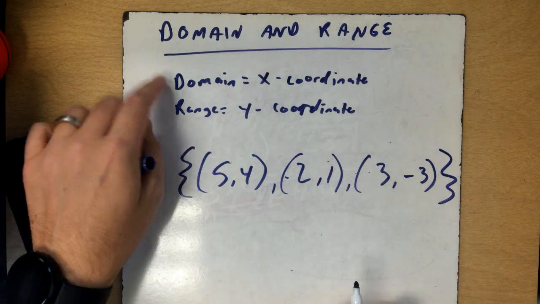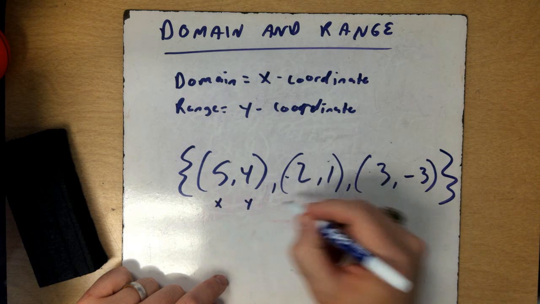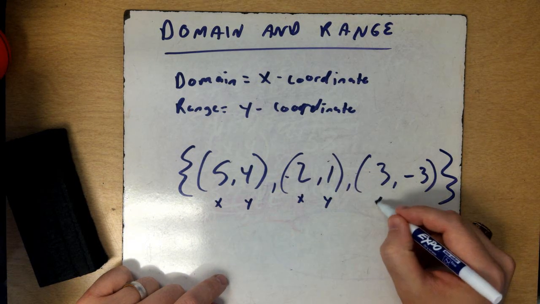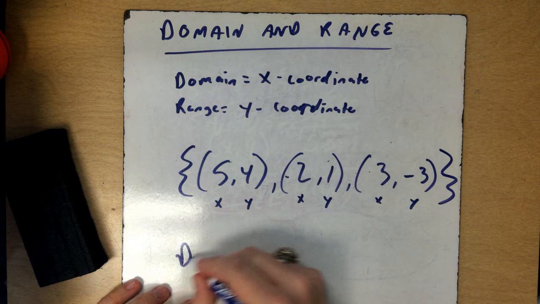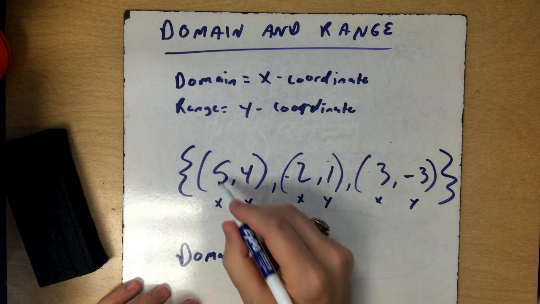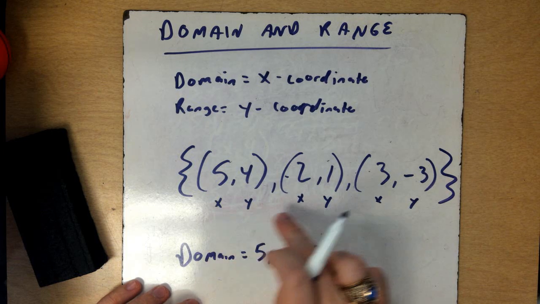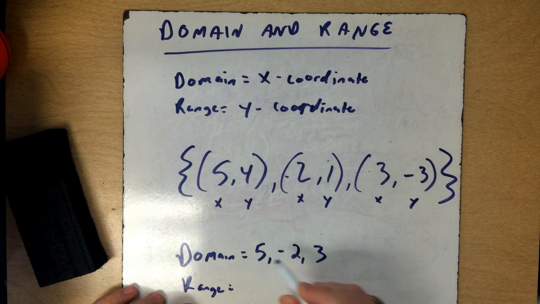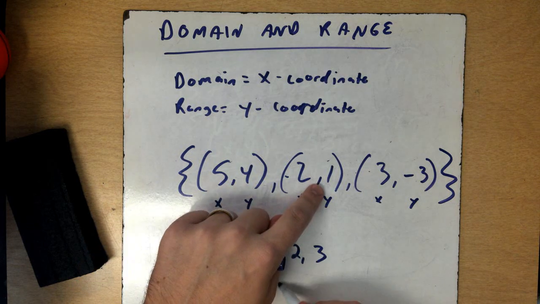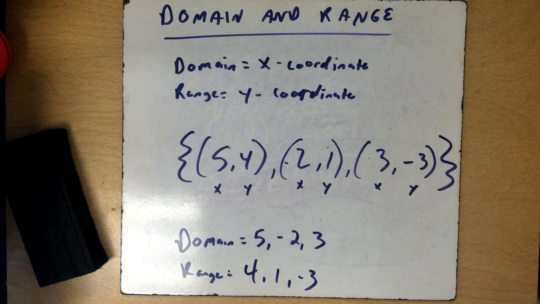Well, our domain is our x coordinate. So our x coordinates, if we label them x, y, x, y, x, y, right? My domain, if I were to write it, would be 5, -2, and 3, all my x coordinates, and my range would be our y, so 4, 1, and -3, okay? So that's how you would tell on a set of points what domain and what range is. It's pretty simple, right?